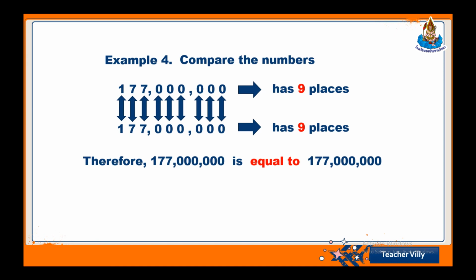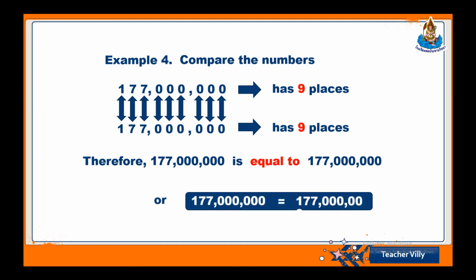Therefore, 177 million is equal to 177 million. They are the same or equal. We use the symbol equal. 177 million is equal to 177 million. Excellent.